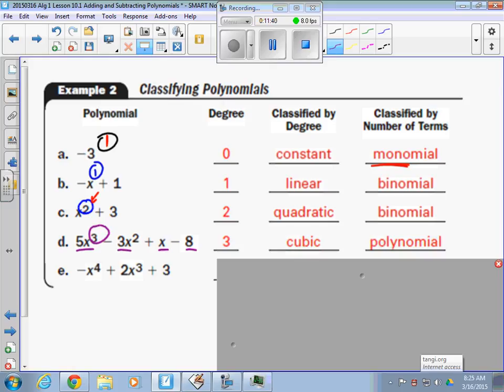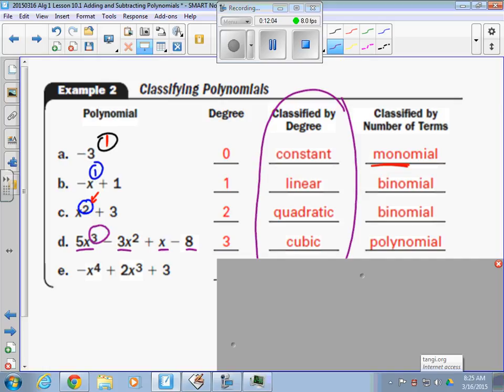When it's 3, it is considered cubic. And again, we'll talk about this column more over the next couple of months. What I want you to focus on right now is monomial, binomial, trinomials. Anything more than 3 we'll call polynomials, and the degree of the polynomial.